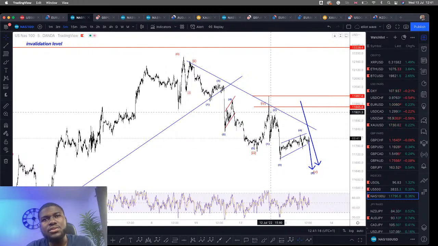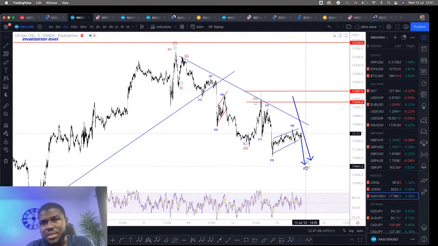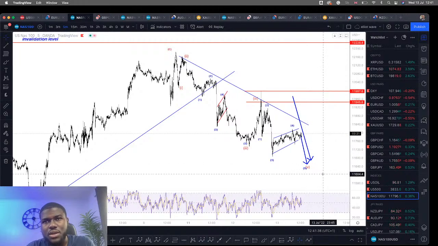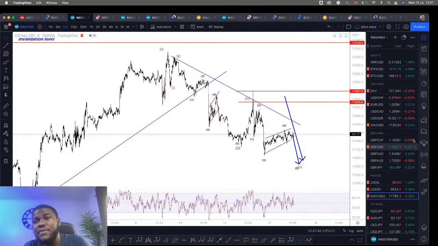Then we saw this retracement during the day and it started reversing back at the beginning of the American session yesterday, in the New York session, and we were able to trade that. We picked a sell position which is currently in 1, 2, 3, 4, and I'm expecting one more drop before I close that sell position. So that's what I have for NASDAQ.